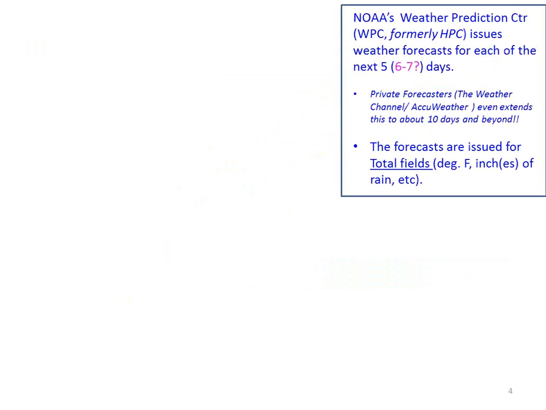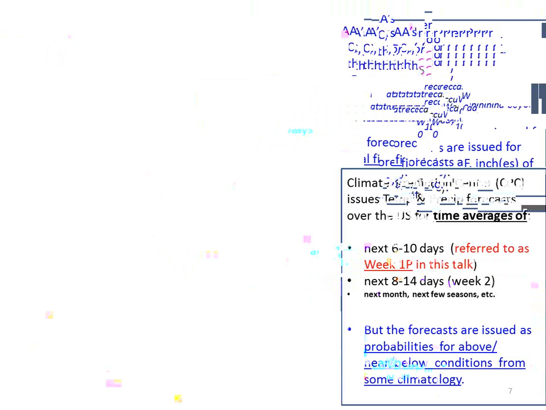Even if you look at the quantitative precipitation forecast from the Weather Prediction Center, formerly the HPC, they actually talk about how much rain is going to fall in various places in so many inches.